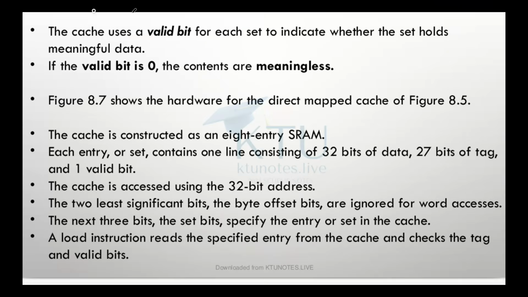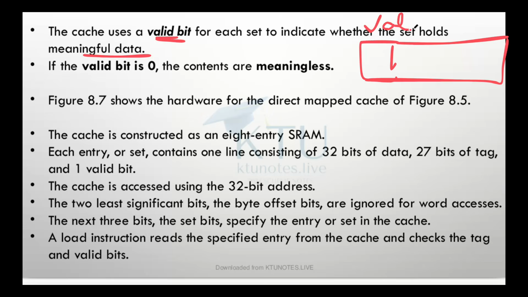Understood? So the cache also uses a valid bit for each set to indicate whether the set holds data or not. So there is a valid bit in each set. That is, in each block, in each set, there would be one section which denotes the valid bit, that is V. If that V's value is 1, it means this block holds data. If this value is 0, it means it is meaningless, that is, the set holds no data.